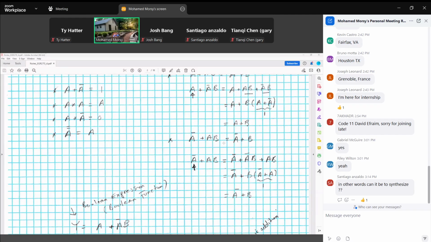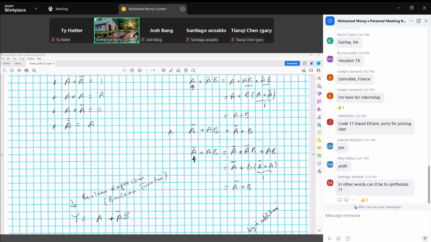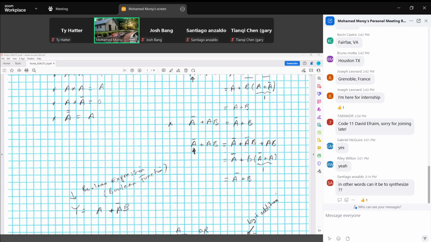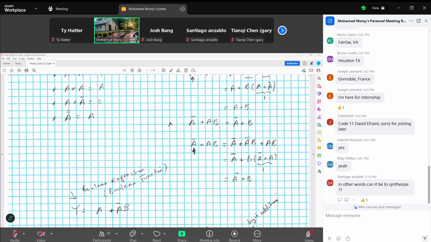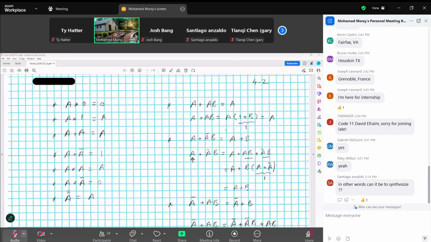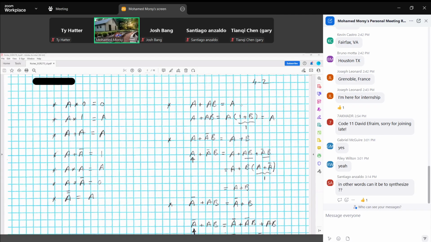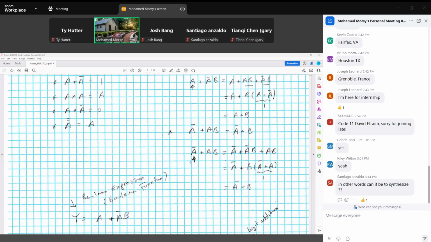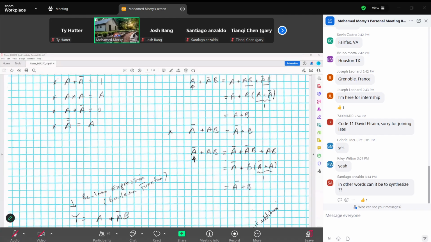A inverted plus AB is A inverted plus B. How did we get this? Again, A inverted plus AB. Can we put A inverted like A inverted plus A inverted B? This is exactly like here. If A plus AB equals A, so A inverted plus A inverted B is A inverted, because we take A inverted common, open bracket, 1 plus B, which is 1, so A inverted times 1 is A inverted. So we can put A inverted here in this form, plus AB.